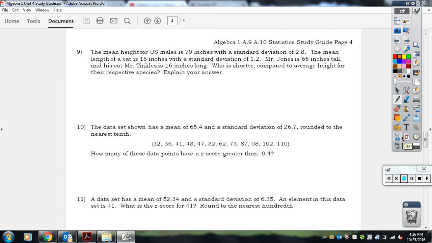Question number 9: the mean height for U.S. males is 70 inches with a standard deviation of 2.8. The mean length of a cat is 18 inches with a standard deviation of 1.2. Mr. Jones, I'm assuming a human, is 66 inches tall, and his cat, Mr. Tinkles, is 16 inches long. Who is shorter compared to the average height for their respective species? Explain your answer. We have to break this down.